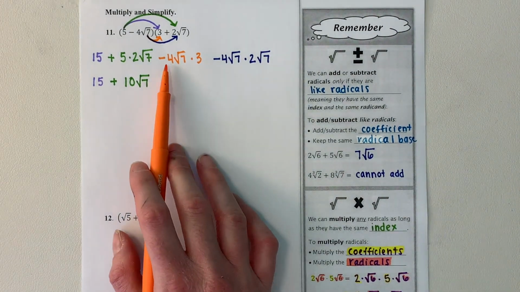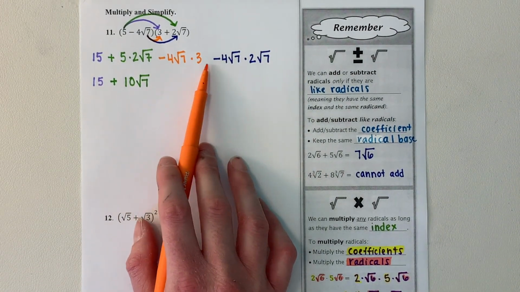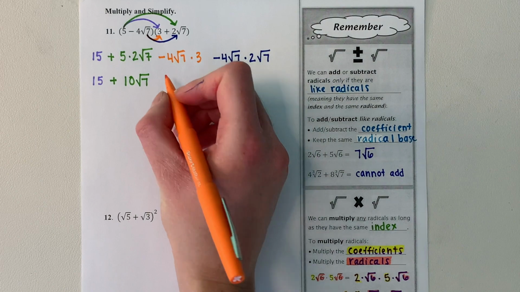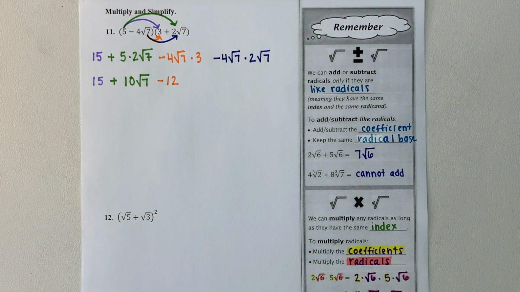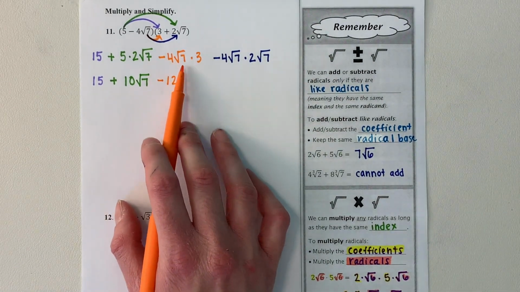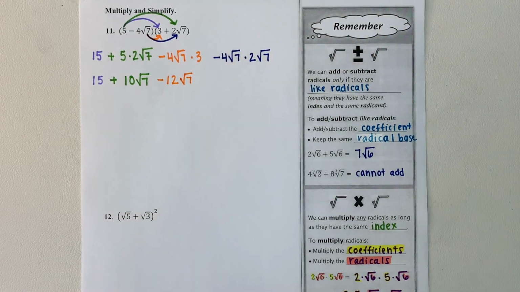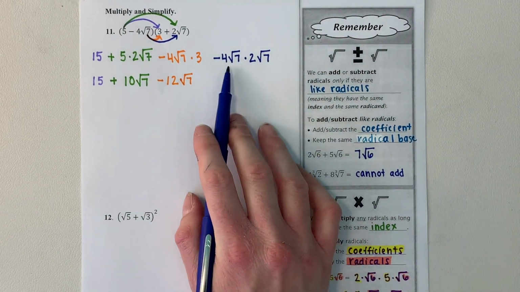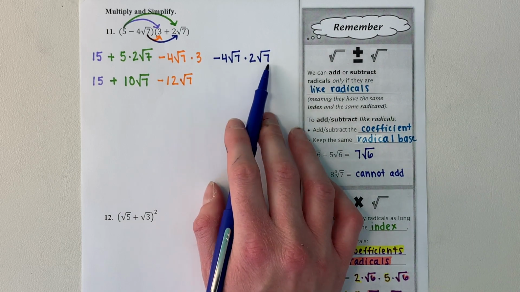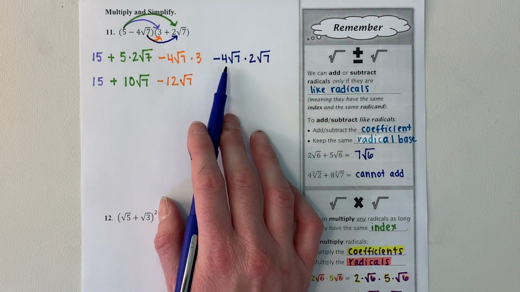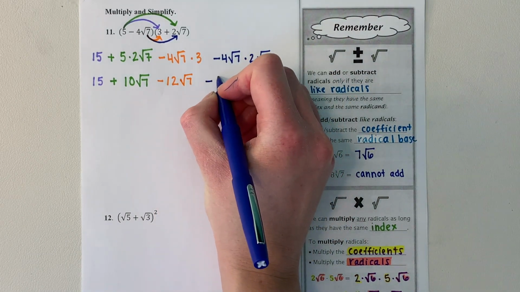Next, let's look at this quantity in orange. Remember, when you're multiplying, you multiply the coefficients and you multiply the radicals. So if we take negative 4 times 3, that will give us negative 12. And there's no other square root here, so there's nothing to multiply the square root of 7 by, so we'll just leave it as a square root of 7. Next, let's look at this quantity in blue. Remember, when you're multiplying radicals, you multiply the coefficients and you multiply the radicals. So let's multiply the coefficients. Negative 4 times 2 will give us negative 8.